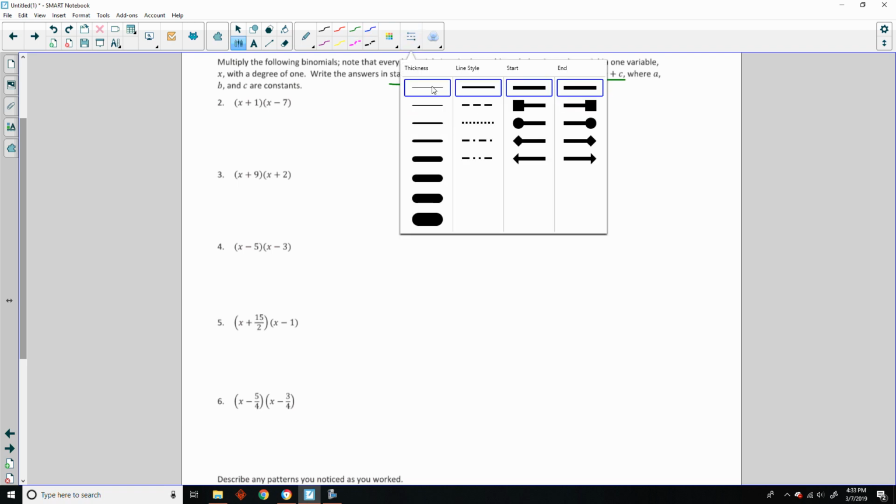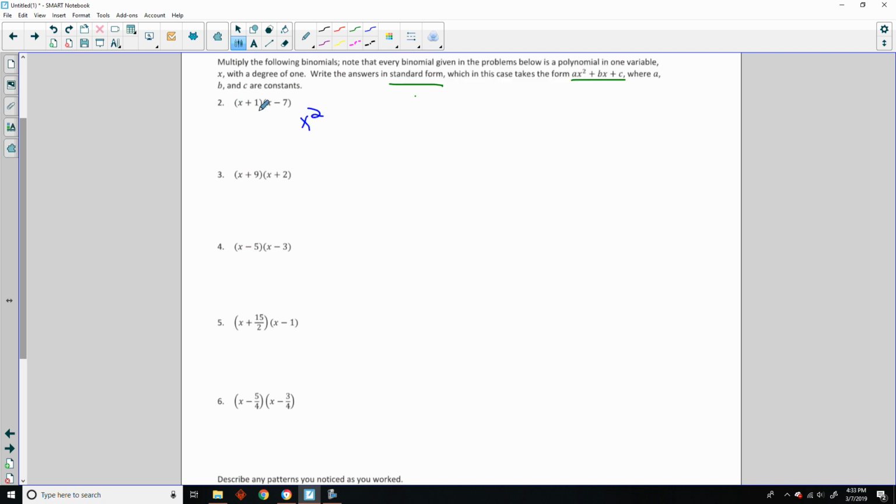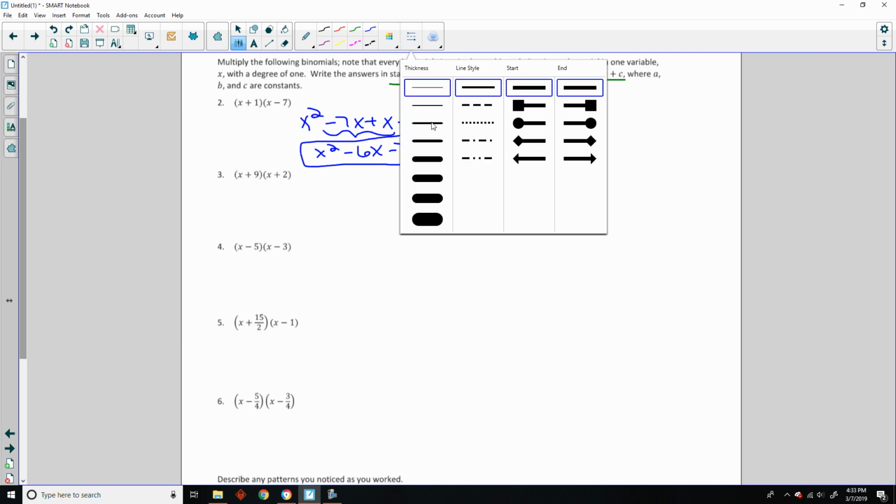All right, so here it goes. X times x, x squared. Outer, x times negative 7. Inner, 1 times x. And then last, 1 times negative 7, negative 7. Combine my like terms, and I get x squared, negative 7x plus 1x is negative 6x, minus 7. Okay, number 2. Well, that was number 2. Number 3. It was the first one, but they numbered it 2.